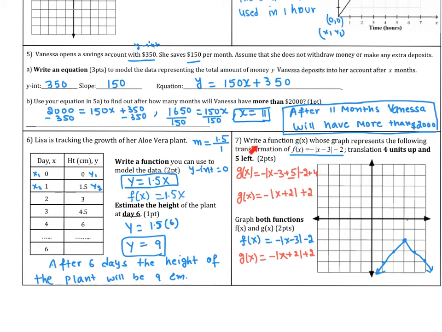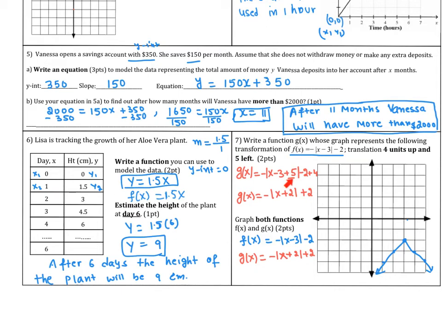So number 7, write a function g(x) whose graph represents the following transformation of f(x). So f(x) is given as your parent function. You're going to translate this function 4 units up and 5 units left. So use this as our model function, and 4 units up means add 4 on the outside, and 5 units left means you're going to add 5 inside the function.